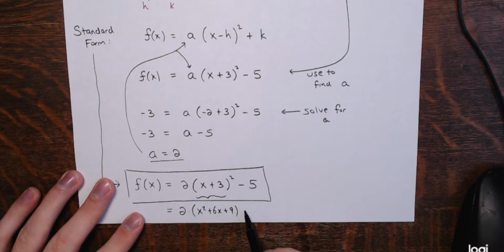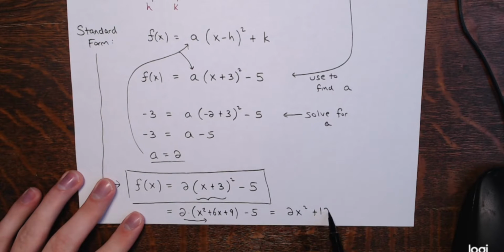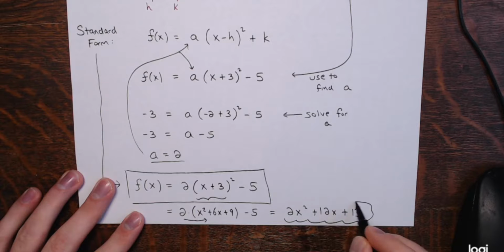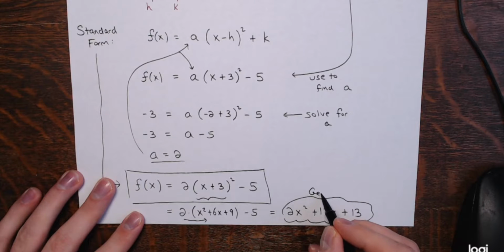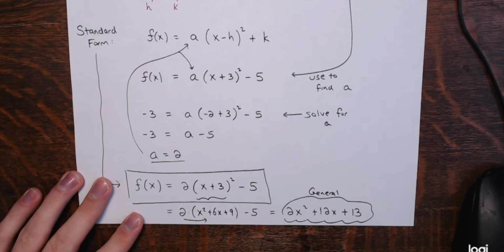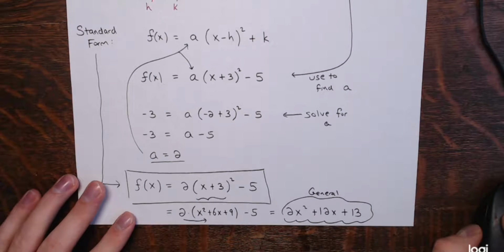And then you've got the -5, and then you distribute the 2. So I'd have 2x squared plus 12x, and then plus 18, but then you've got the -5 after, right? 2 times 9 is 18, but then -5 would be 13. Right, and this is what they want, right? They wanted it in general form, ax squared plus bx plus c. So my apologies for that mistake.